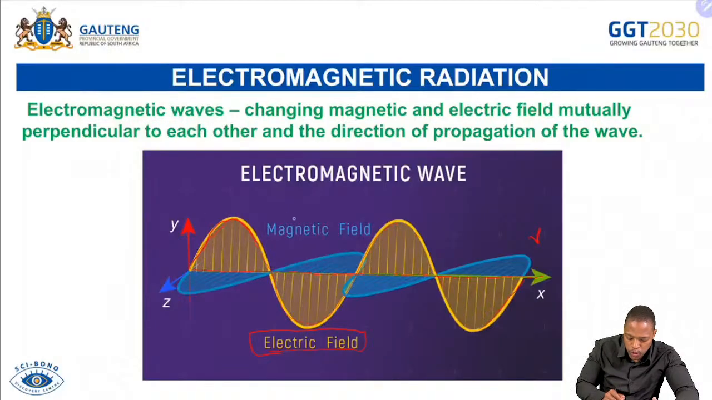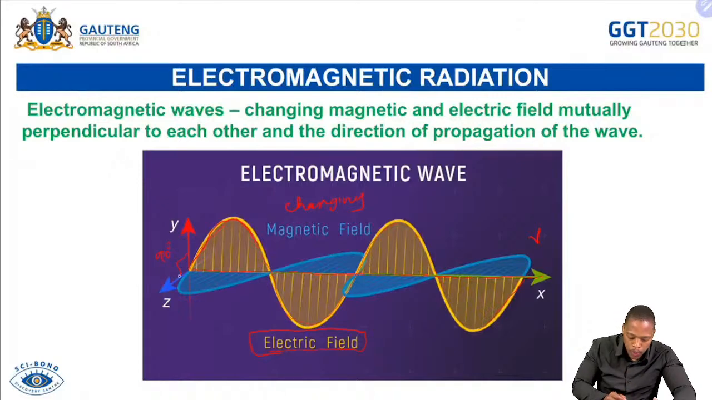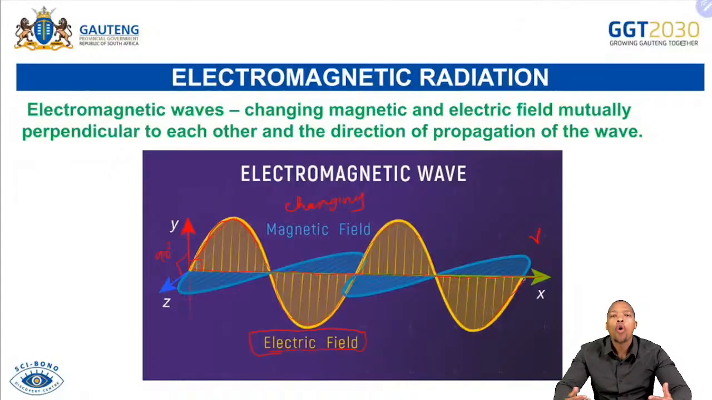This changing electric field will cause a changing magnetic field, which will also propagate as a wave, but perpendicular. If you check here, we create an angle of 90 degrees, which is why we say perpendicular. So the changing magnetic field propagates perpendicular to the changing electric field, while both of them are perpendicular to what? To the direction of propagation.